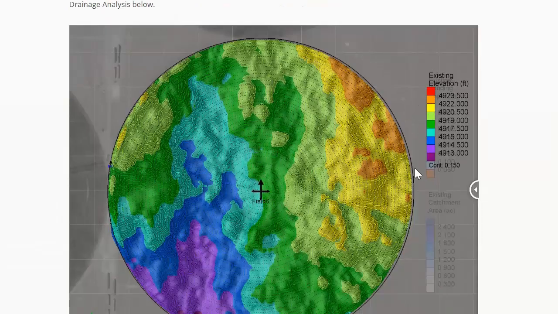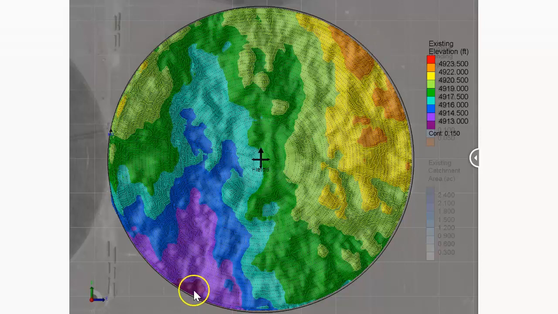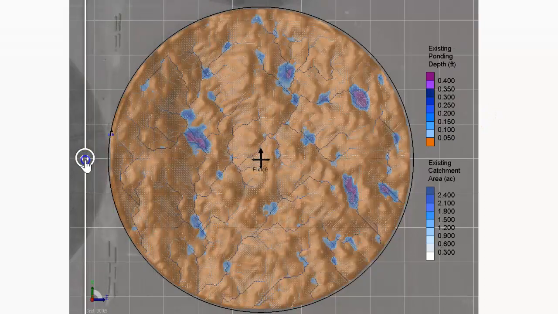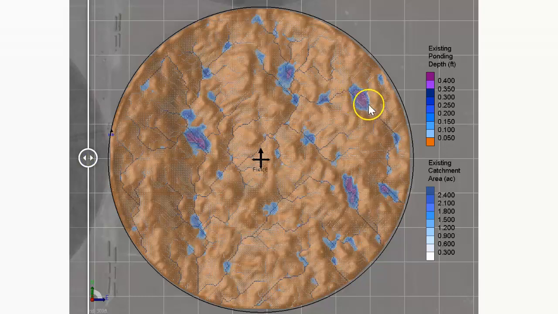Here's the existing topography. There's the highest area there, there's the lowest area there. The color bands are 1.5 feet apart. So from top to bottom we're looking at about 10 feet of fall over about 2,400 feet or 800 meters. We can run our drainage analysis over the top of that existing topography, and it shows us the ponding areas with the depth of water and also the flow paths, and this is represented by the catchment area here.